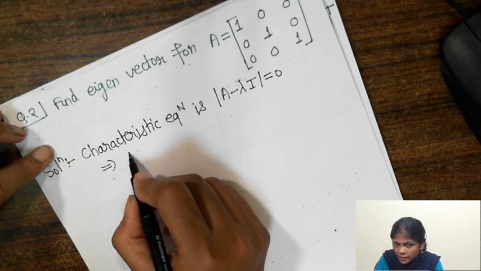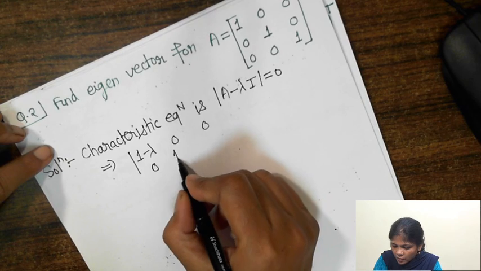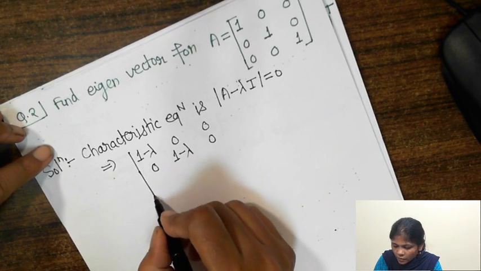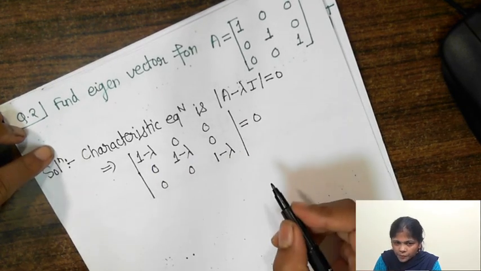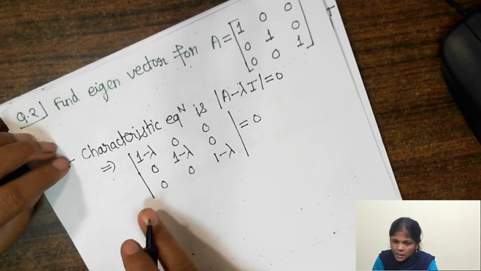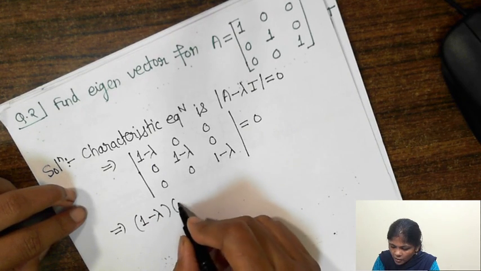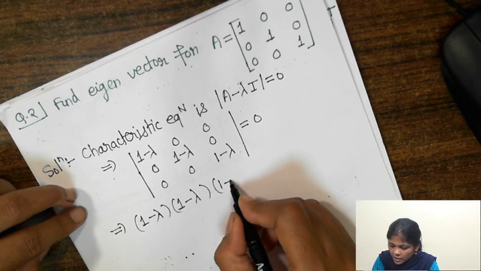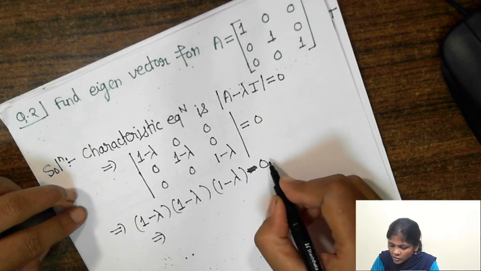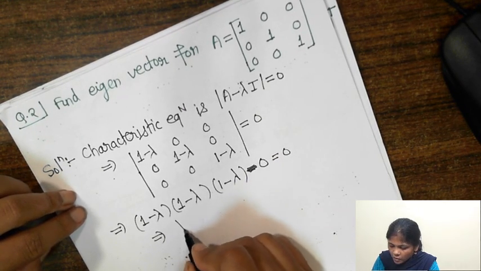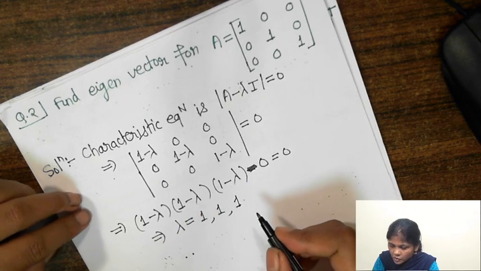Now this implies the determinant of [1 minus lambda, 0, 0; 0, 1 minus lambda, 0; 0, 0, 1 minus lambda] equal to 0. Simplify this determinant as per the process known to you. So what we have is (1 minus lambda) into (1 minus lambda) into (1 minus lambda) is equal to 0. The remaining terms will obviously be 0, so minus 0 equal to 0. So we get lambda as 1, 1, 1. These are the 3 eigenvalues. All come out to be the same.